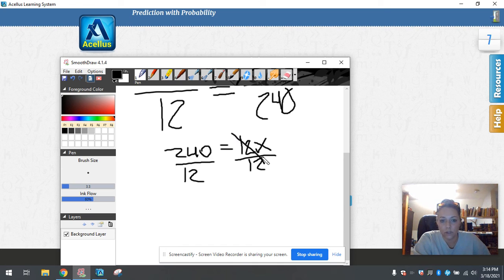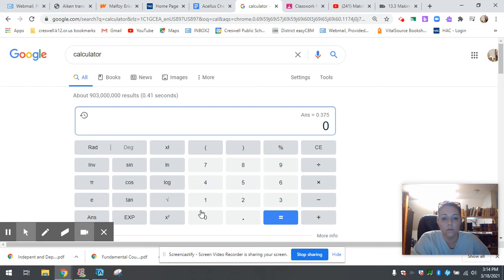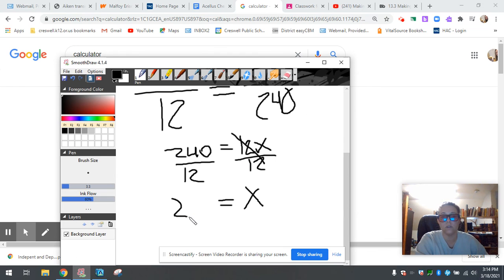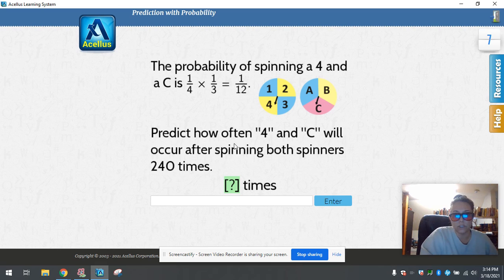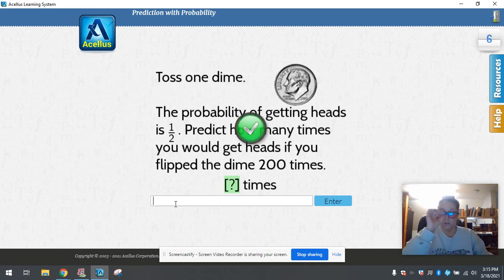Now what I've got left on this side of the equal sign is my variable. Hooray. And I know that that is equal to 240 divided by 12. What's that? I get 20. So the likelihood that I'll get that combination of a C and a 4, if I spin the spinners 240 times, is only 20 chances. 20. That's my answer.